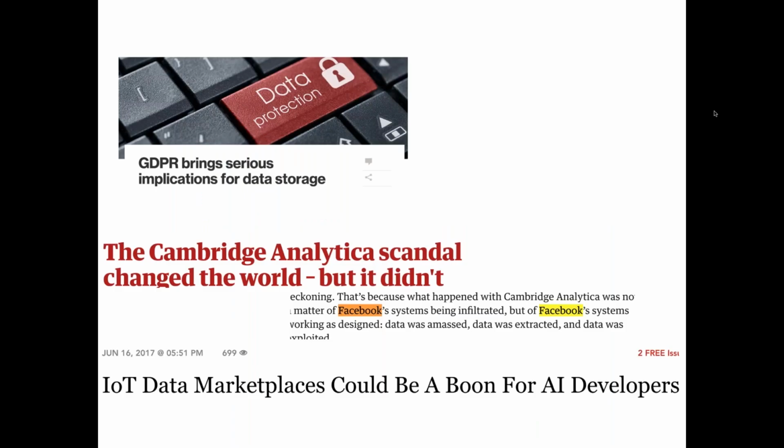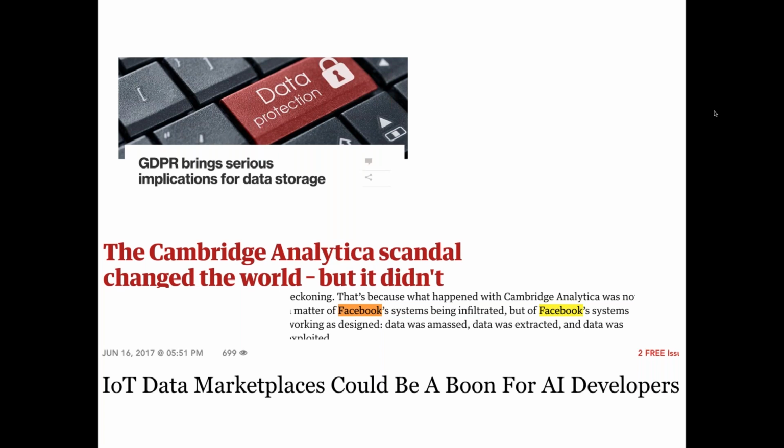And why is this being talked about so much nowadays? Because it brings serious implications. It has a lot of implications for privacy, and for a number of legal frameworks. I will talk a little bit about the GDPR, and what challenges it brings to data storage.